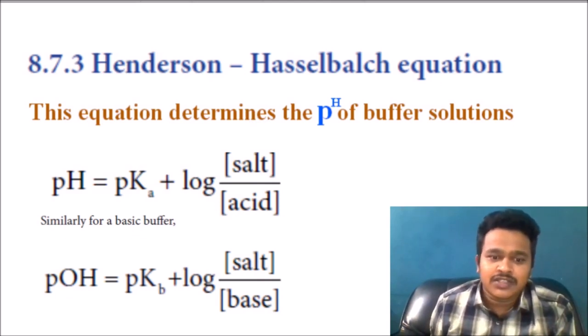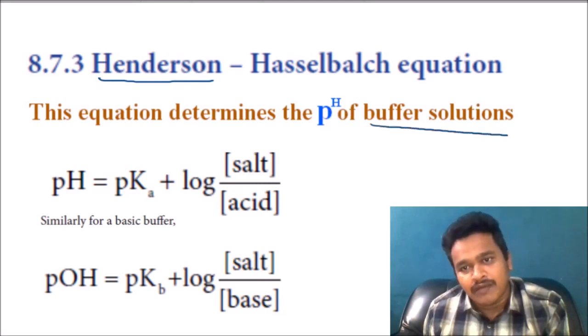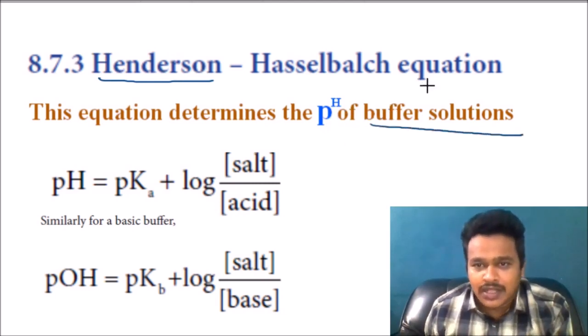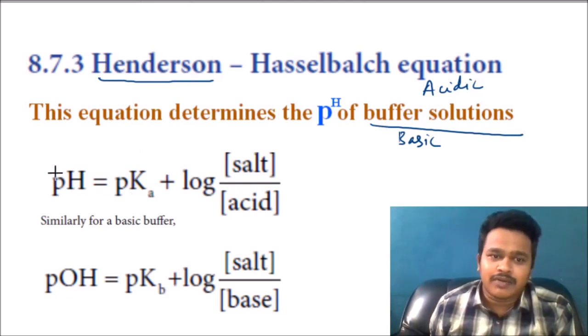Generally, this equation is called the Henderson equation. What is the Henderson equation? It can determine the pH of buffer solutions. A buffer solution may be an acidic buffer or a basic buffer. Any buffer, it will determine. After derivation, we will get the pH. This is the formula for an acidic buffer.